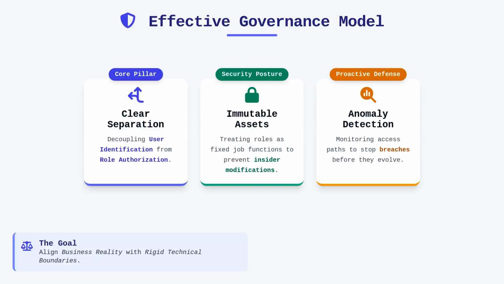As you build these definitions, remember that the goal is to make the system behave in a way that respects business reality while enforcing rigid technical boundaries. Every assignment that we make must be accounted for in our periodic reviews to ensure that our initial design remains aligned with the actual needs of the organization as it grows and changes.